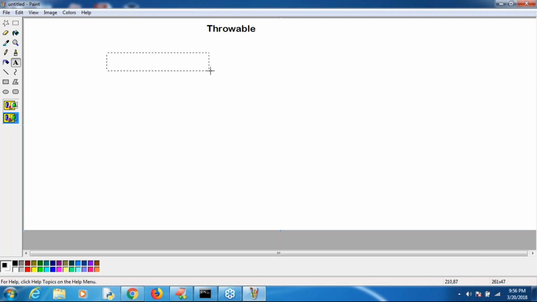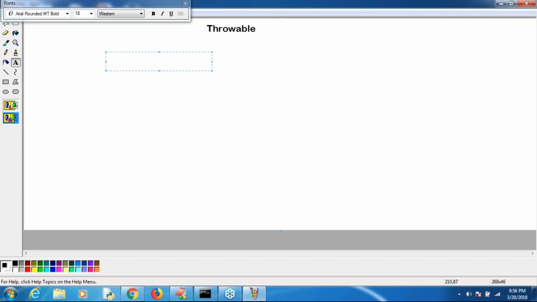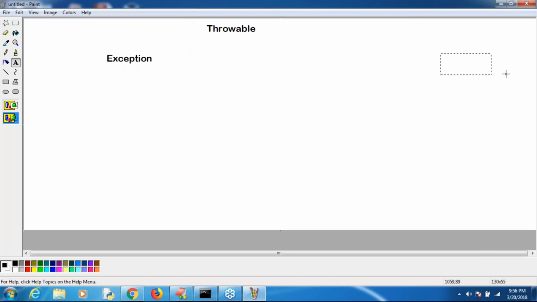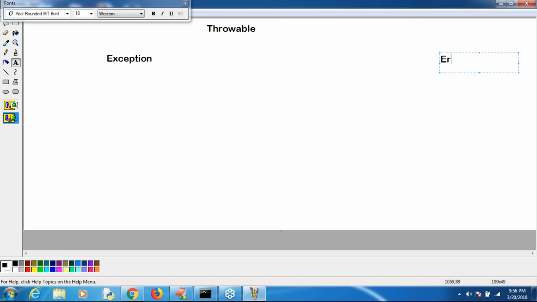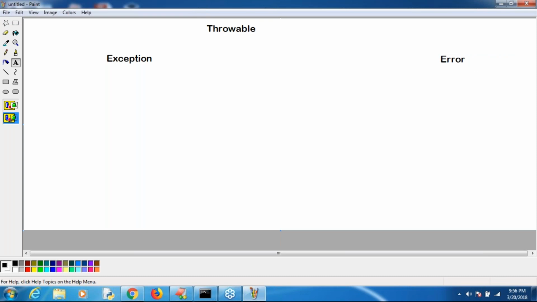Sir, this Throwable class contains two child classes. What is the first one, sir? Exception. What is the second one, sir? Error. Remember this one. So the Throwable class contains two child classes, right? The first one is Exception, the second one is Error, sir.